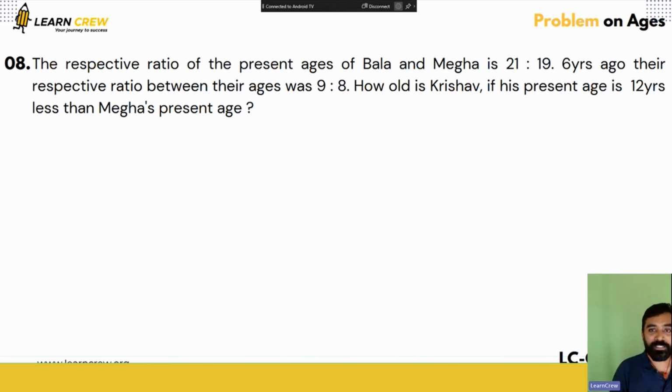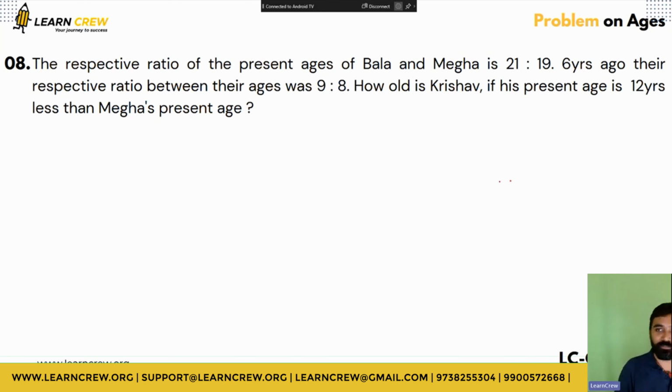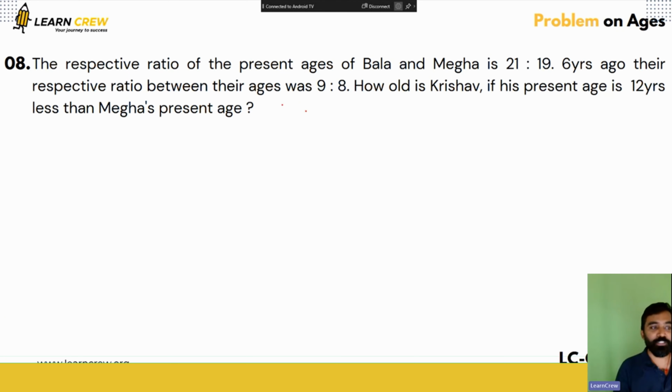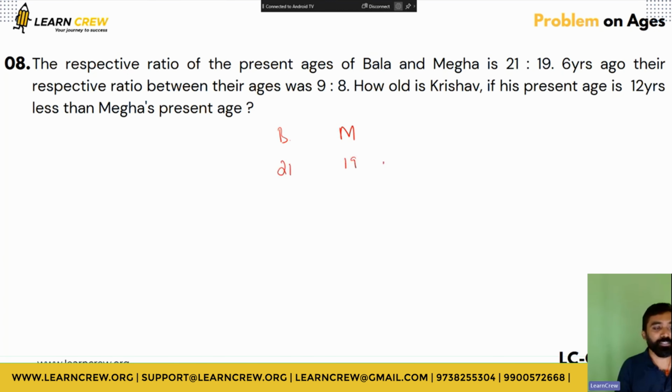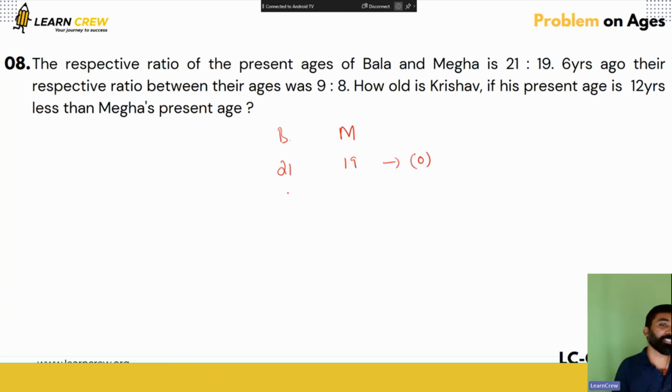What is the ratio of the present ages? Ratio of present age 21:19. 6 years ago means past. The ratio was 9:8. That's all. You can solve it from here. Right. Answer. What's the age of Krishav? 26 years. 26. Bala and Megha are in the ratio 21:19. This is the present age. And 6 years ago, their ratio was 9:8. This was before 6 years.